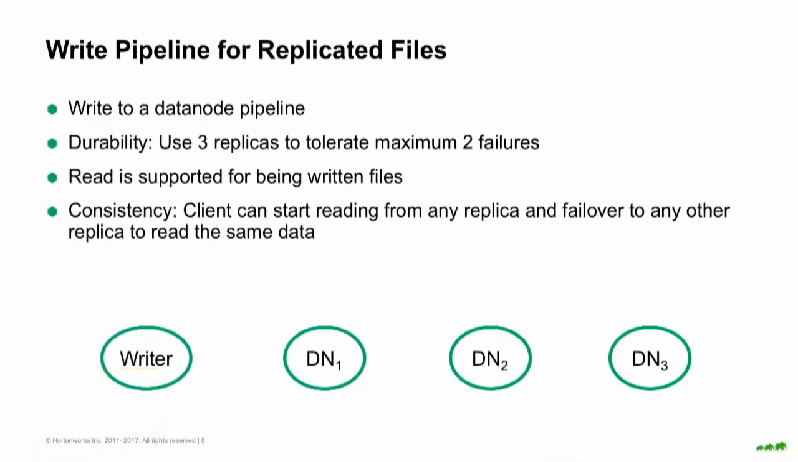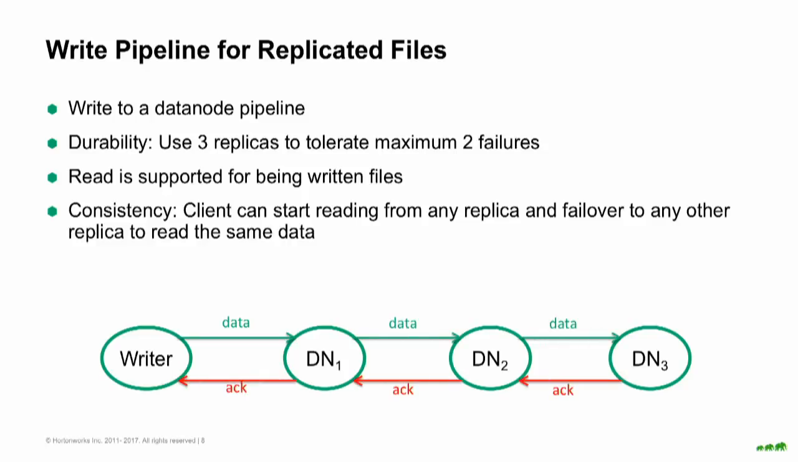The write pipeline for replicated blocks happens in a serial fashion. So the client writes to data node 1. Data node 1 writes to data node 2, which in turn writes to data node 3. Also, we can read files that are being written to. The consistency guarantee for this strategy is that the client can start reading from any replica and fail over to any other replica to read the same data.